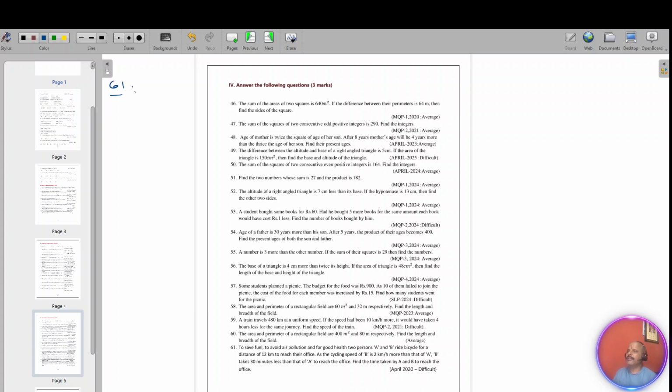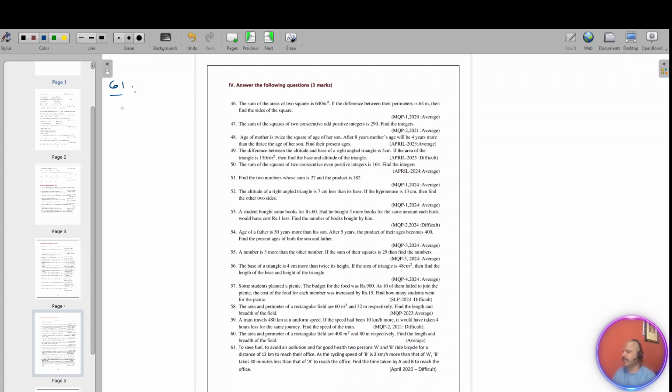To save the fuel, to avoid air pollution and go for good health, two persons A and B ride bicycle for a distance of 12 km to reach their office. The cycling speed of B is 2 km per hour more than that of A. It is the same as the train problem. B obviously will take less time to reach the office, 30 minutes less than A. Find the time taken by A and B to reach the office.